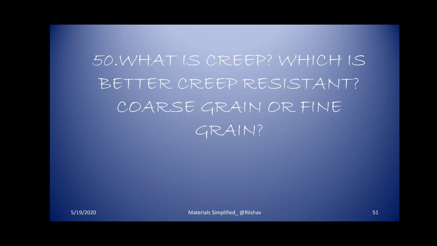What is creep? Which is better creep resistant, coarse grain or fine grain? Okay. Creep can be defined as time dependent permanent deformation of material at high temperatures at constant load or stress values. So it's a permanent deformation of material at high temperatures, which is time dependent. Generally creep occurs at high temperatures above 0.4 Tm. Okay. Now which is better creep resistant, coarse or fine grain?